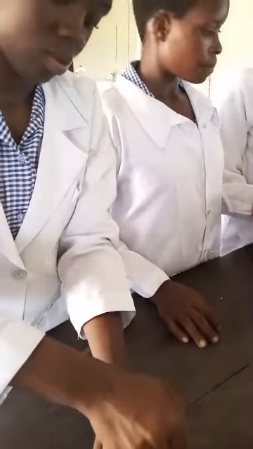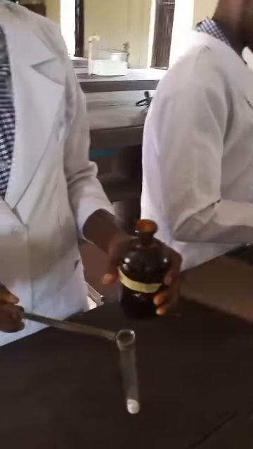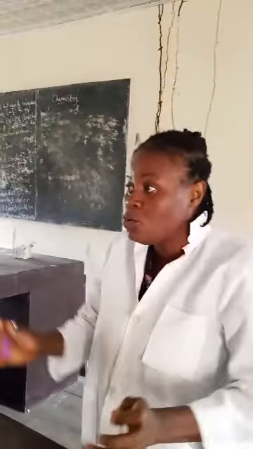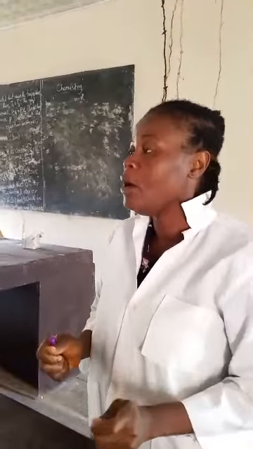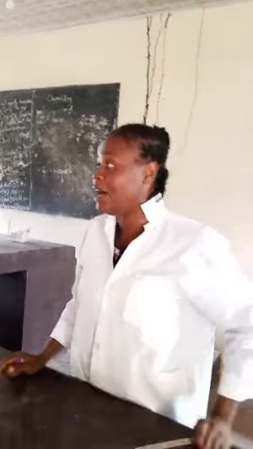Then we will use a glowing splint to test it. We will make sure that this splint has light in it. When we put it, if the gas that is coming out is carbon 4 oxide, it will stop the light. It will quench or extinguish the light. And that is why carbon 4 oxide is used in the production of fire extinguishers. So we will try that now.